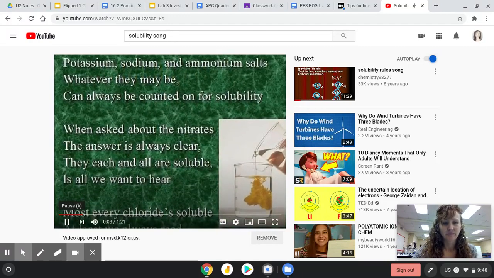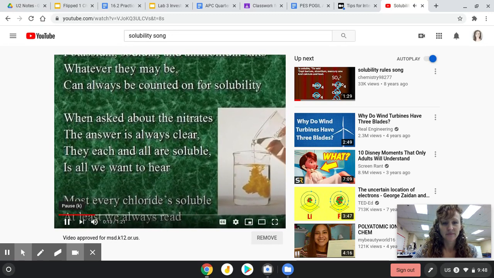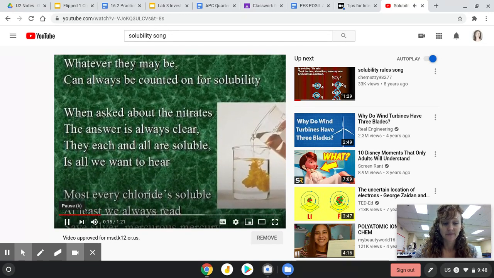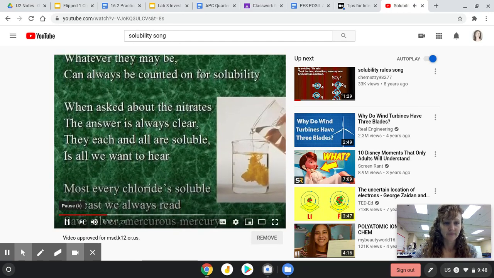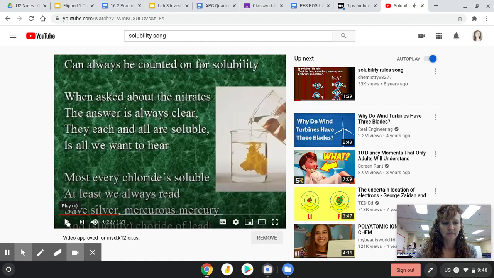Potassium, sodium, and ammonium salts, whatever they may be, can always be depended on for solubility. When asked about the nitrates, the answer is always clear. The H and all are soluble is all we want to hear.